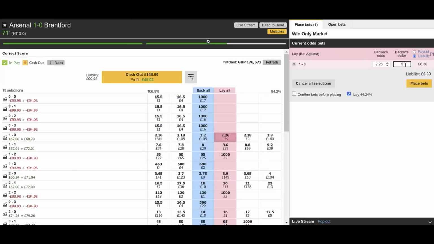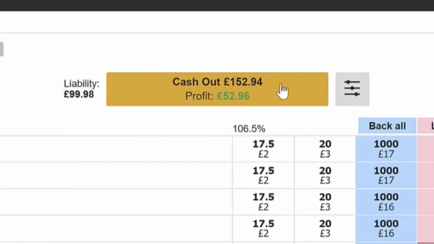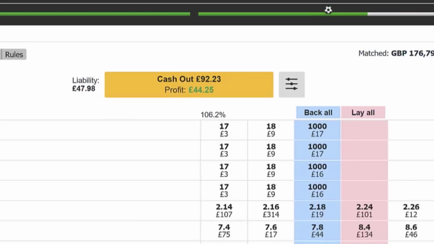Could go to Arsenal, could go to Brentford, who knows. But we're going to lay this off and see if we can put a bit more profit on those next 2 possible score lines, and then let's see what happens when we hit it. Cash Out's offering us around a 50% return, so still not bad at all.